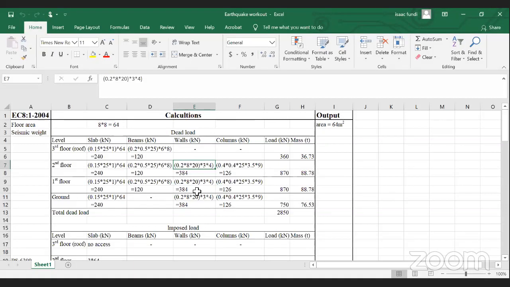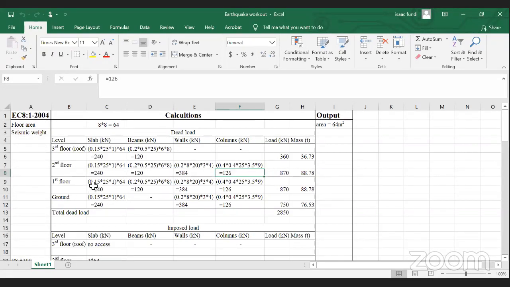The density of it is about 20. Then I have multiplied by 3, which is the height, and by 4, because I've assumed that there are 4 walls on the outer. That gives a total loading of 384. We have columns, of size 400 by 400, multiplied by the density and by the height of the column, which is 3.5 meters, and there are 9 of them, giving us 126, totaling 870. Lastly, we have the mass in terms of tonnage.